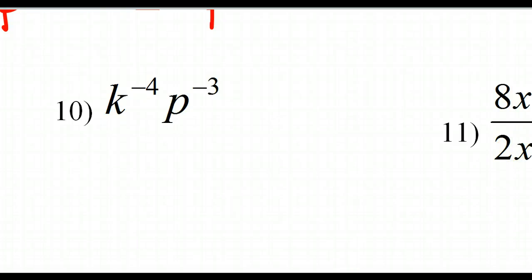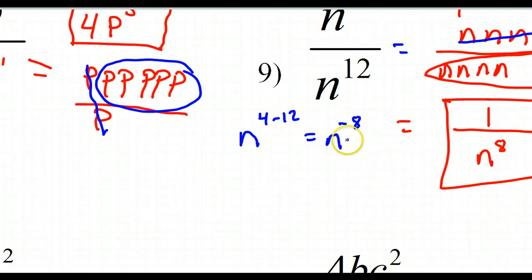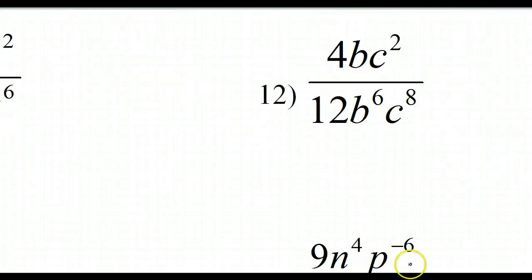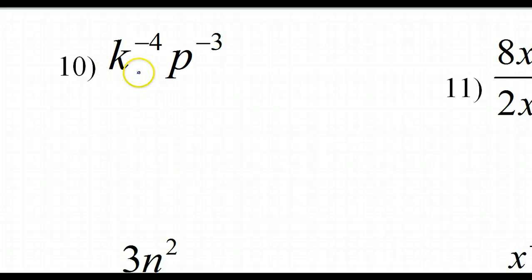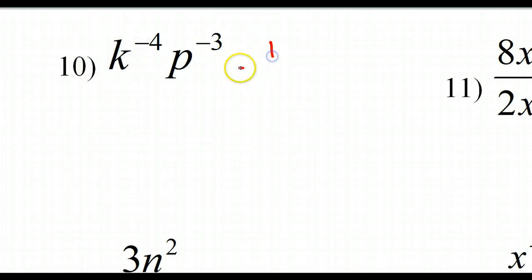Okay, moving on to number 10. With that in mind, keeping in mind that n to the negative 8 is 1 over n to the 8 will help us understand this. K to the negative 4 power is the same thing as 1 over k to the 4 power. So this would be 1 over k to the 4. But then p to the negative 3 is the same thing as 1 over p to the 3rd power. Please don't make 2 separate fractions. This is just one fraction. That's the answer.